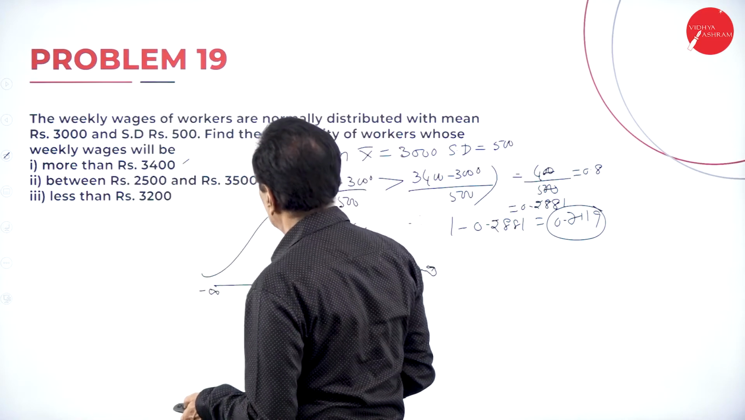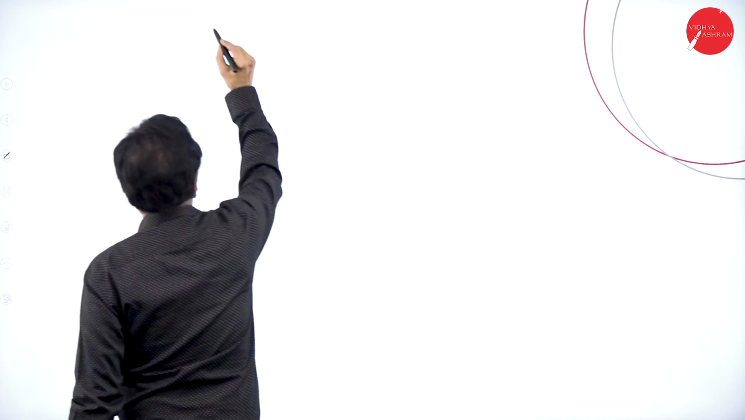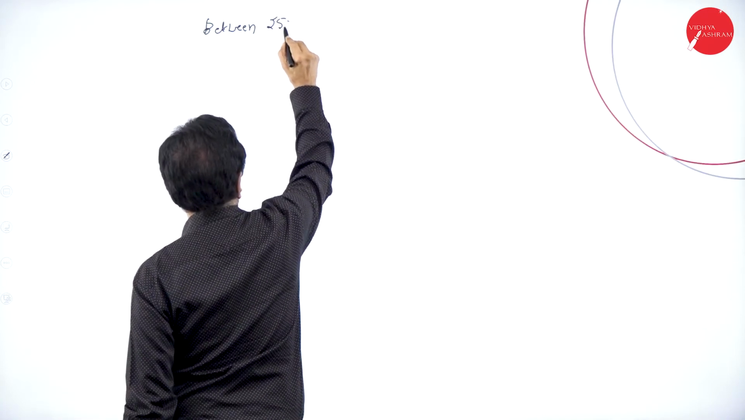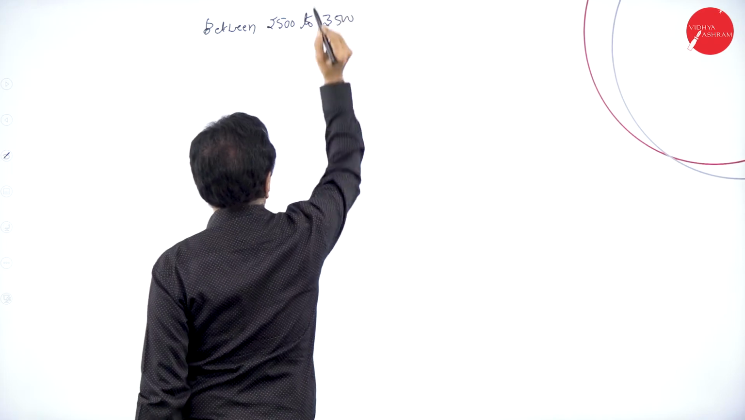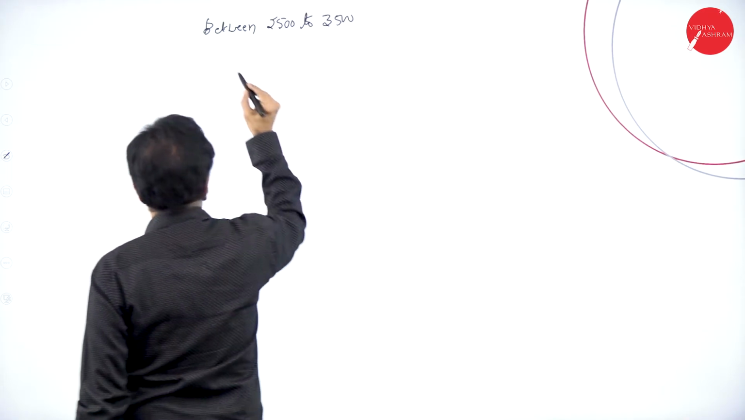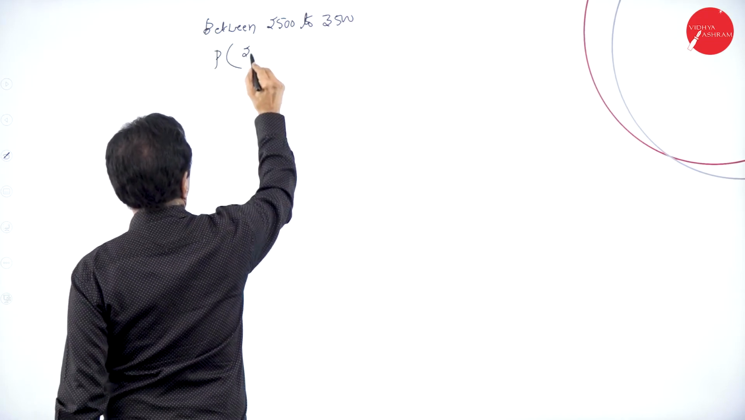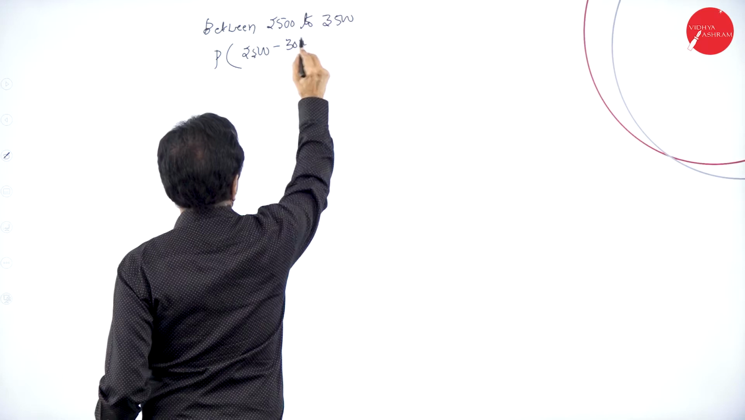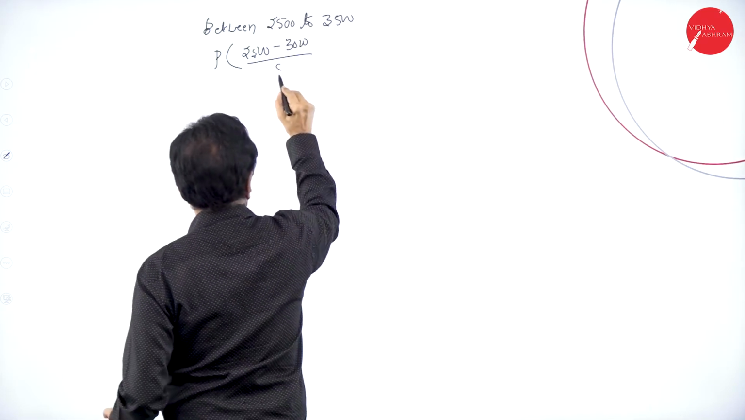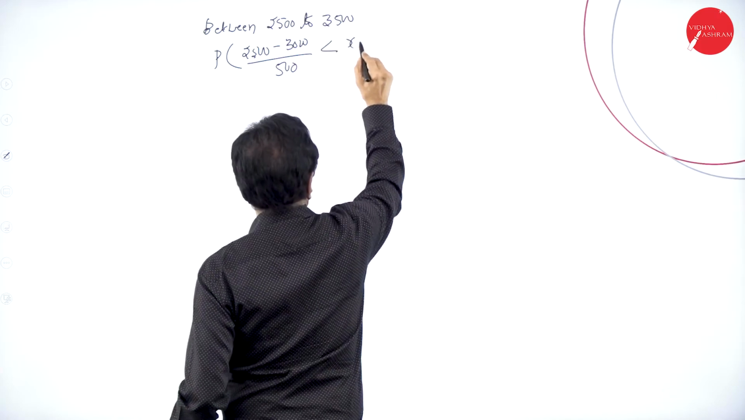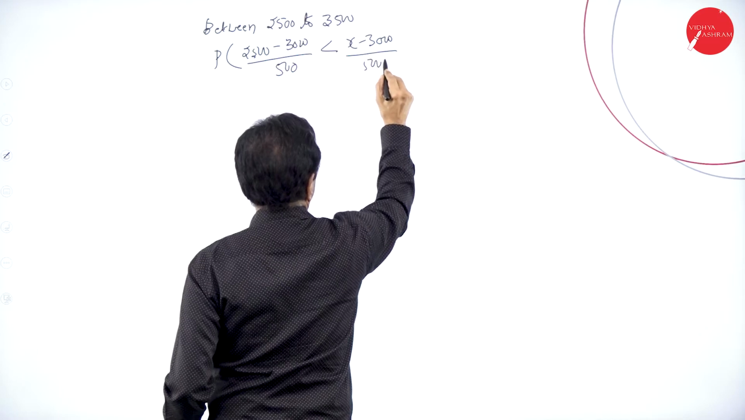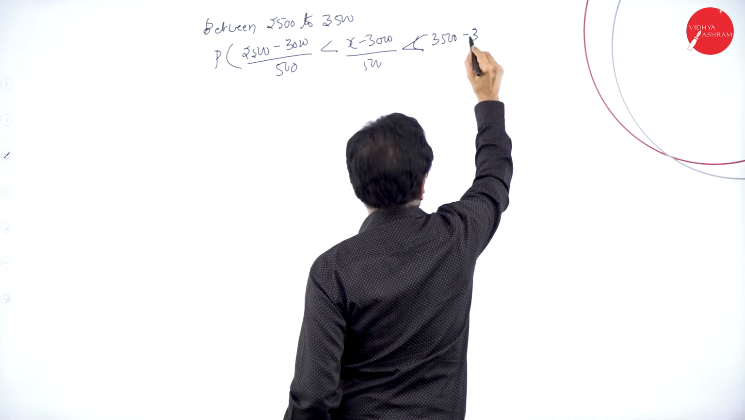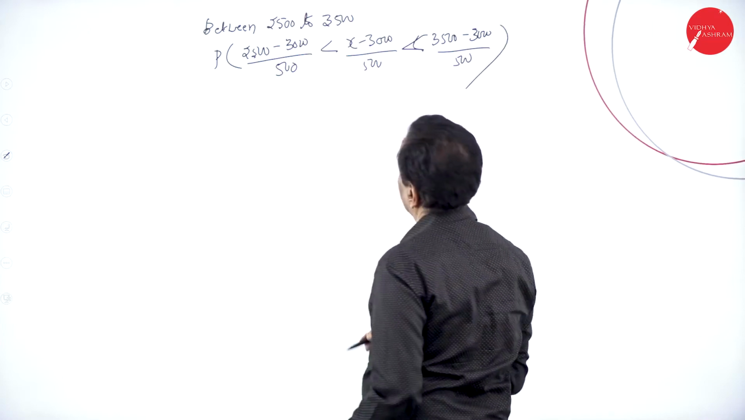So between 2,500 to 3,500. Here, P of 2,500, what's your mean? 3,000, divided by your standard deviation 500, less than X minus 3,000 divided by 500, less than 3,500 minus 3,000 divided by 500. This is the way we have to write.